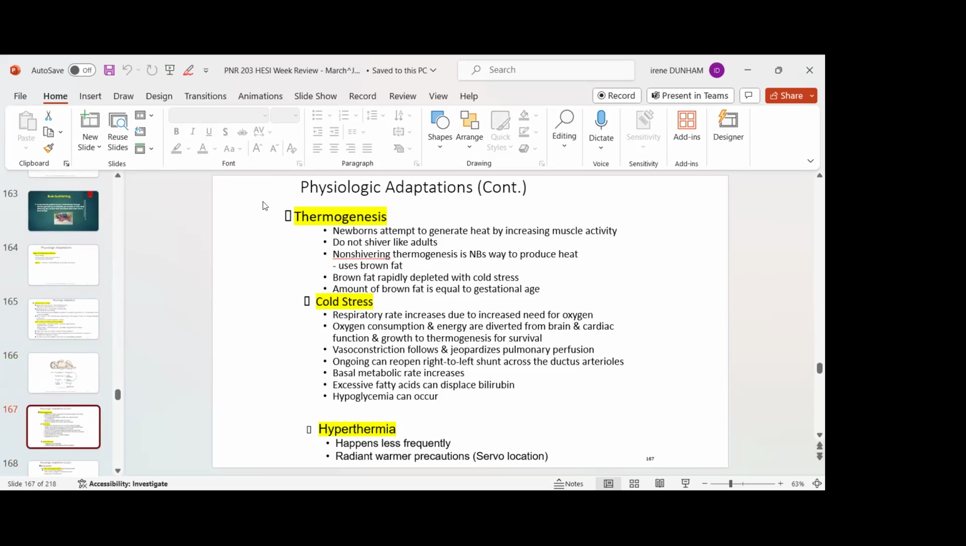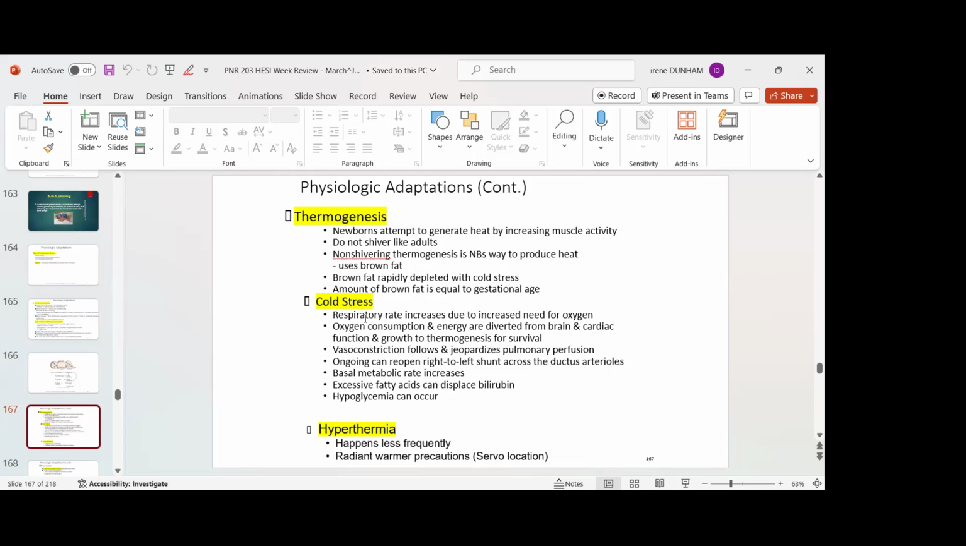And a lot of, especially preemies, they don't have a lot of what we call brown fat that they can pull for energy to warm themselves. So brown fat can be rapidly depleted. So with a preemie, they don't have very much brown fat. And so they have a hard time keeping themselves warm. So you don't want to cause this cold stress.